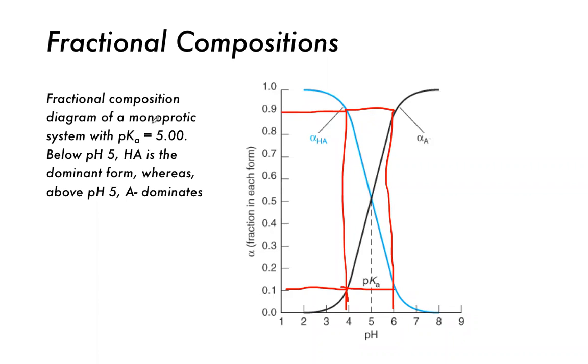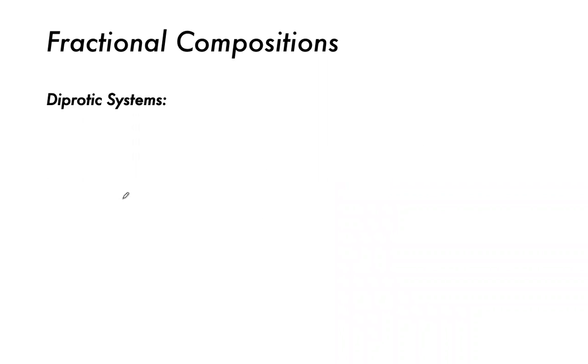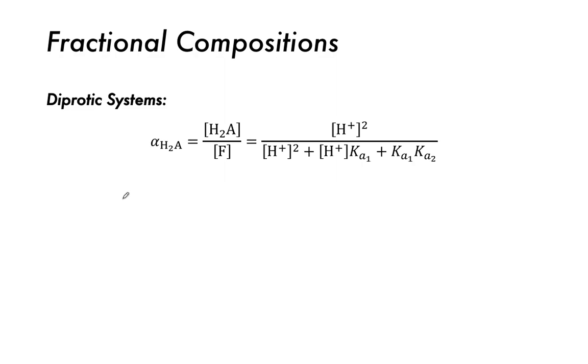So here is the fractional composition diagram of a monoprotic system with pKa equal to 5.0. Below pH 5, HA is the dominant form, whereas above pH 5, A minus dominates. Okay, so fractional composition then for diprotic systems. This is going back to things like our amino acids and also things like sulfuric acid. It's a little bit more complicated because we now have, remember, two Ka values: Ka of the first deprotonation and Ka of the second deprotonation.